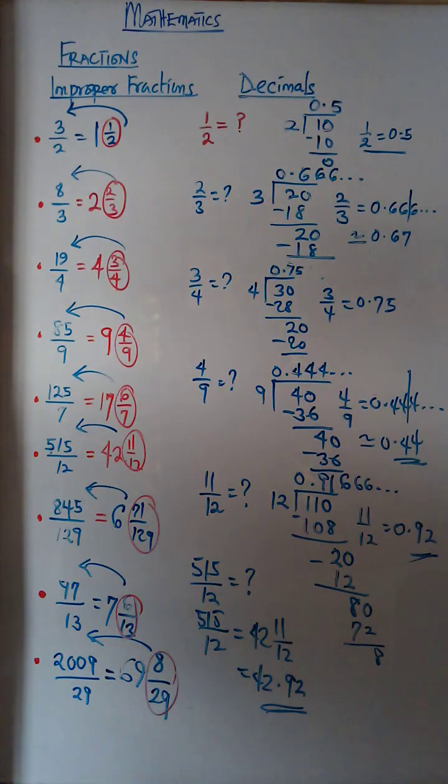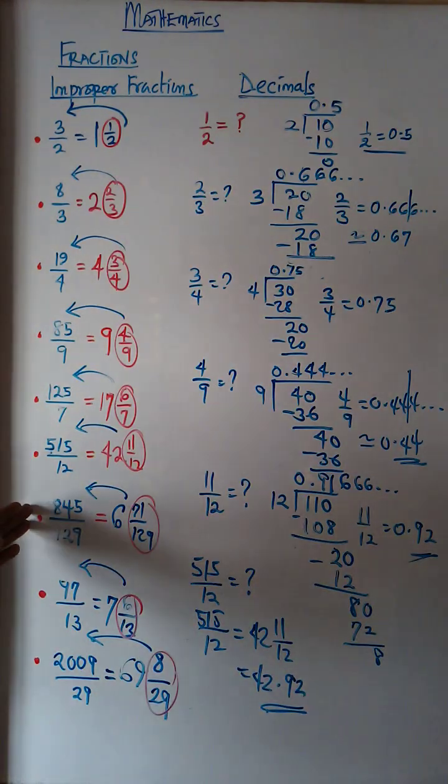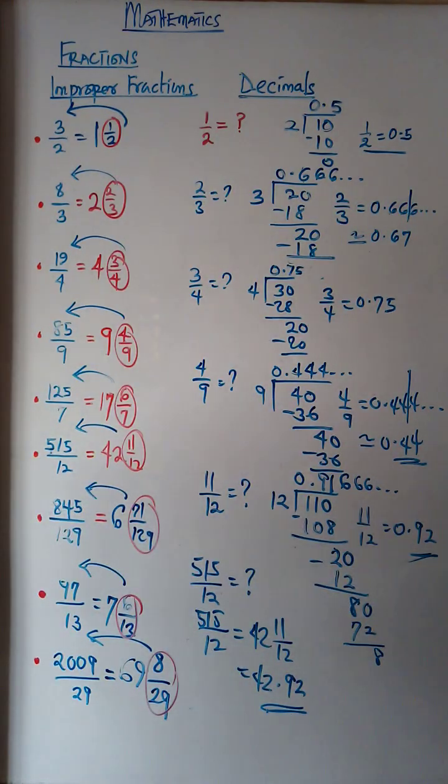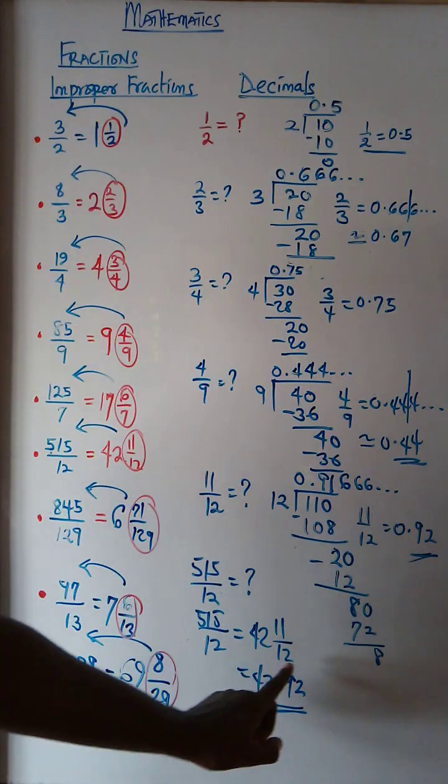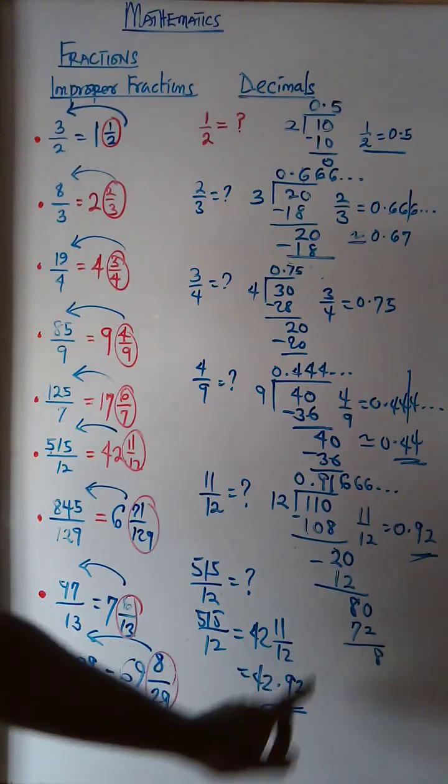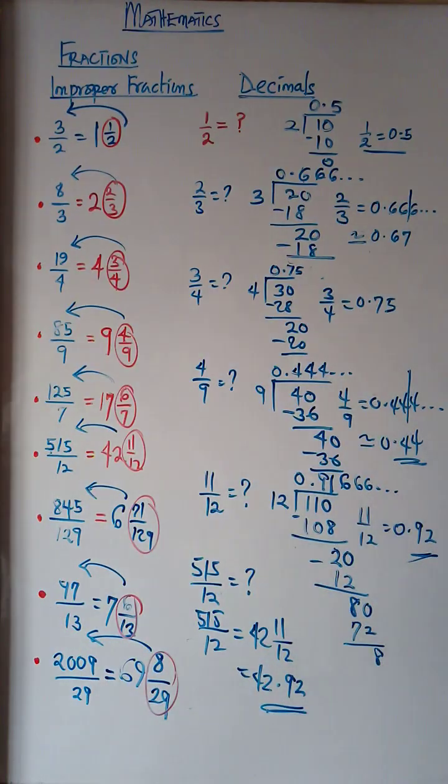So if you are given an improper fraction and you are told to convert to the decimal, you can first convert that one to mixed. So this is the whole number part. So this part will not convert to decimal. It's this one that you convert to decimal. Then you can put two decimal places and that will be the answer.